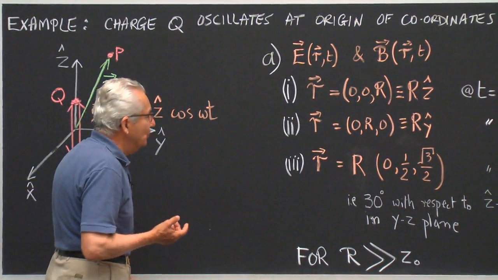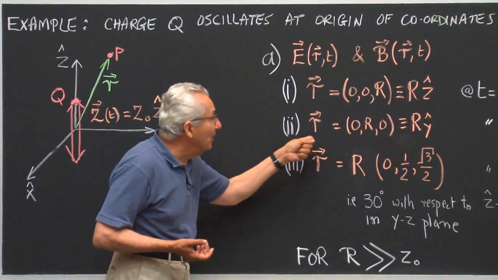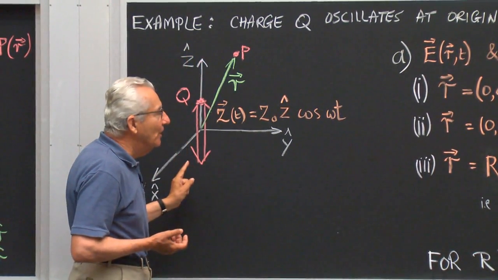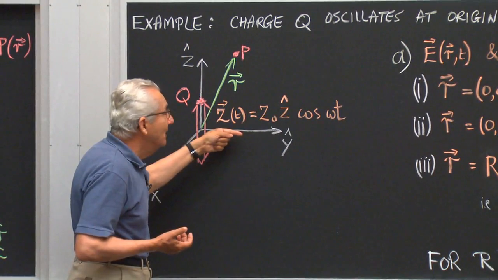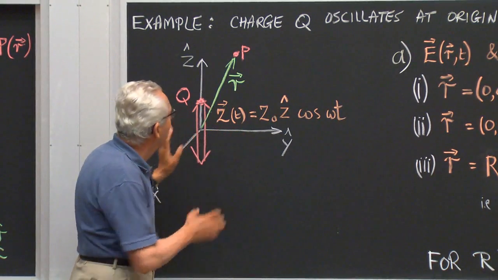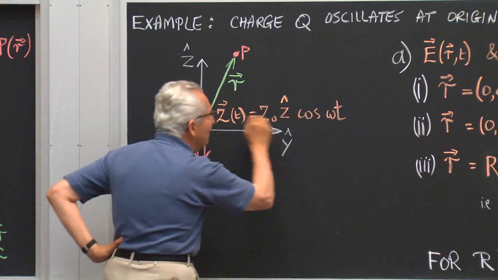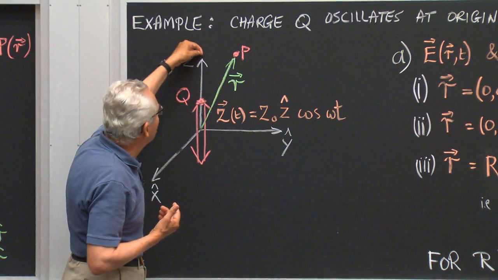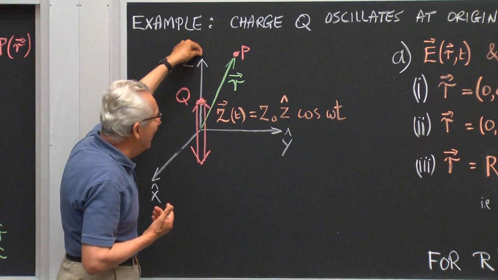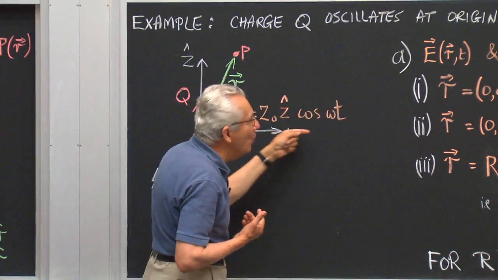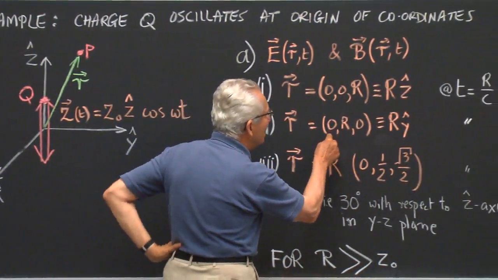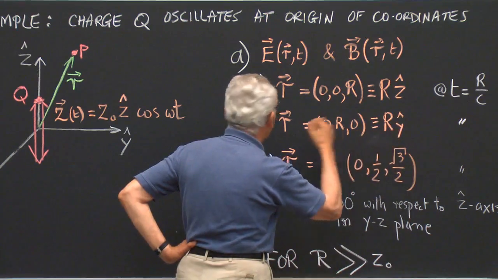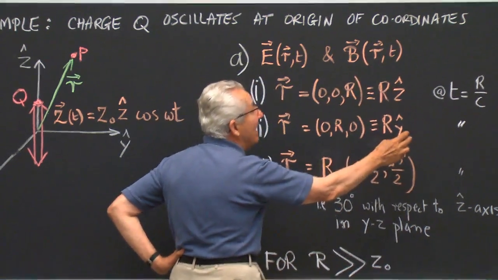The next part of the question says, now let's have this charge not move up and down, but along the y. Sorry, no, I misspoke. Let's leave this moving that way, but instead of looking at the point along the z-axis, let's look at the point along the y-axis. So at the point 0, r, 0, or in other words, a distance r from the origin along the y-axis. Again, at this time.